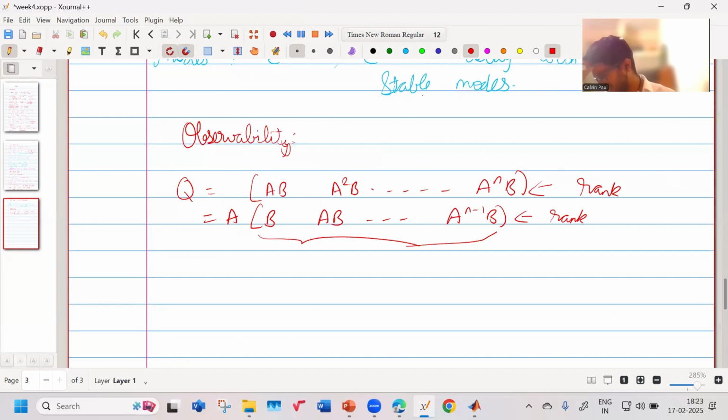Let me think. A into B. I don't think A will change the rank. A doesn't change the rank, so the rank will be the same.